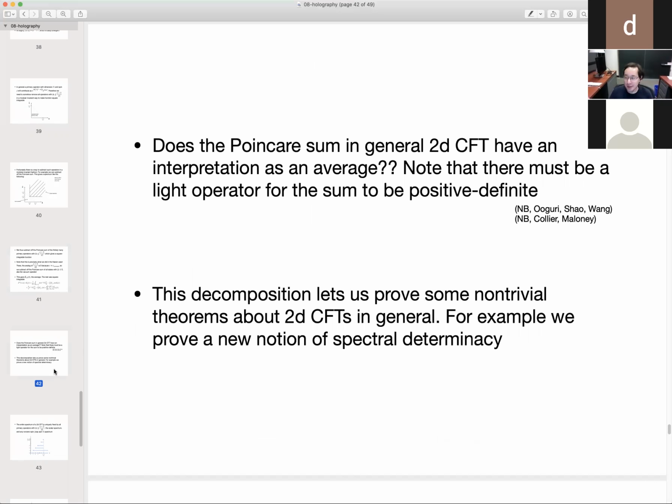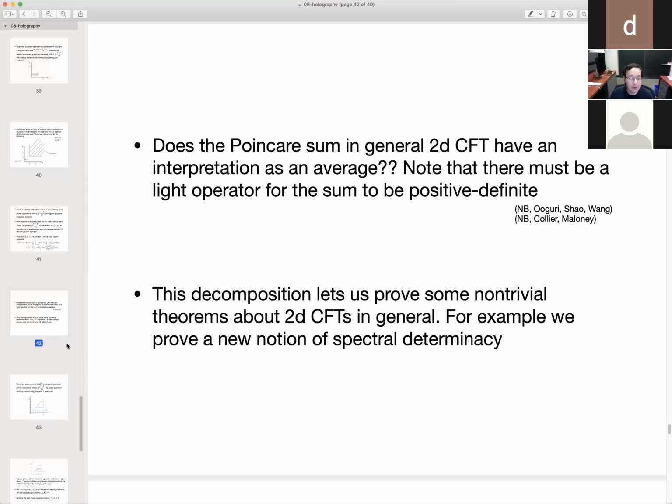It would be extremely interesting if, in general, this Poincare sum of the light operators had some interpretation as an average of theories. It's not clear what you're averaging over because these theories, in general, don't have moduli. And moreover, you have to be a little bit careful to make sure that the average is positive definite.